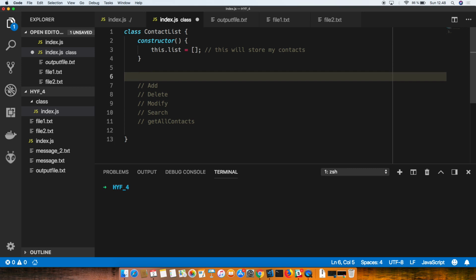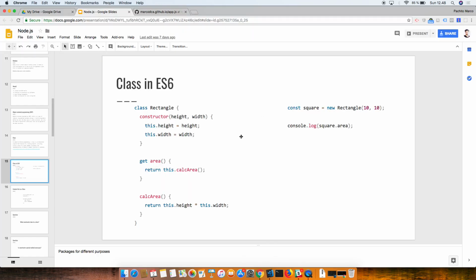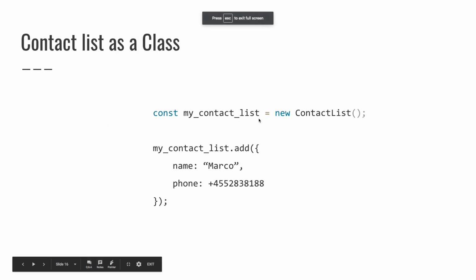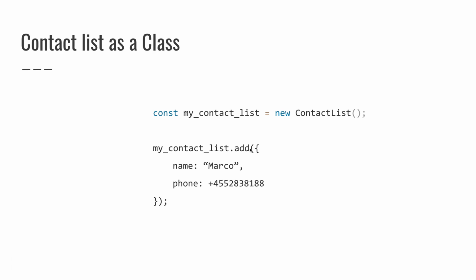So add. So add will take. If we go back to the slides. So you see my contact list has a method called add, and we will pass an object. That's the easy version. Then we're gonna make an extra improvement on this. But let's start by passing an object. Okay.